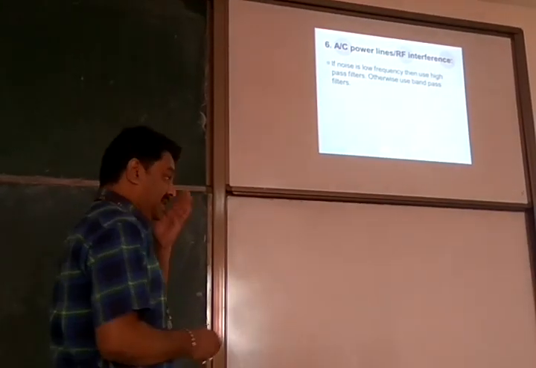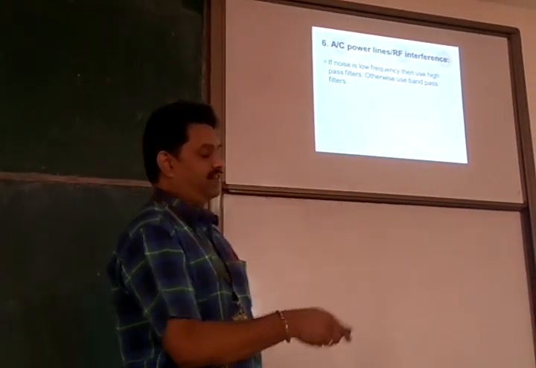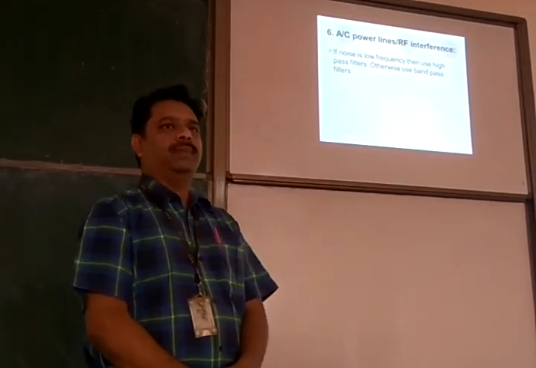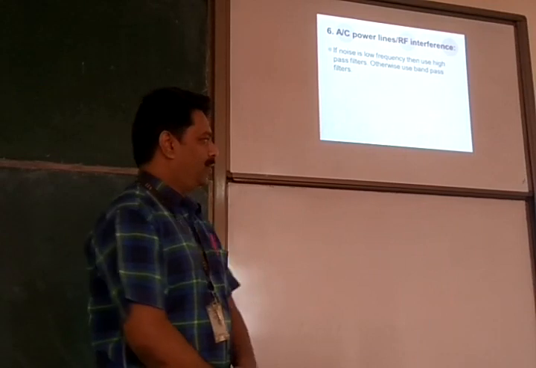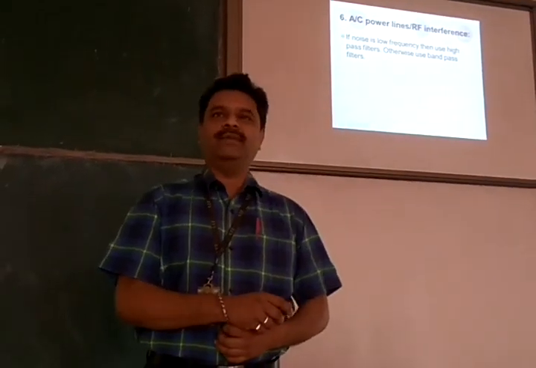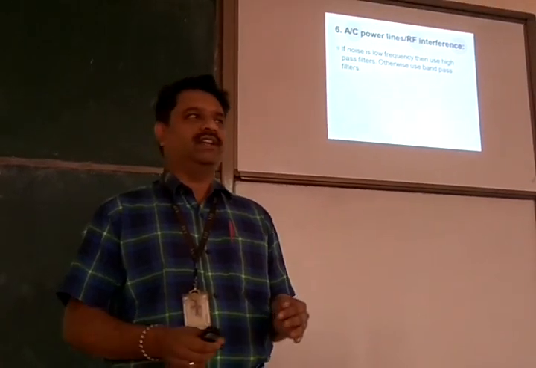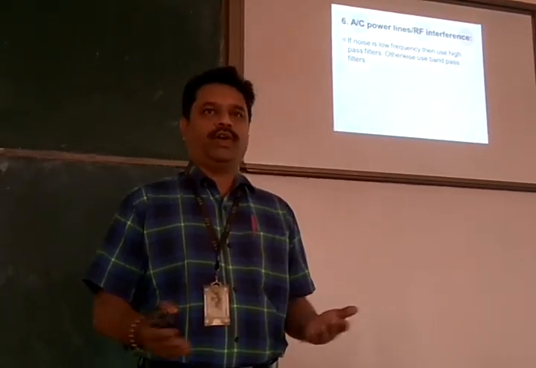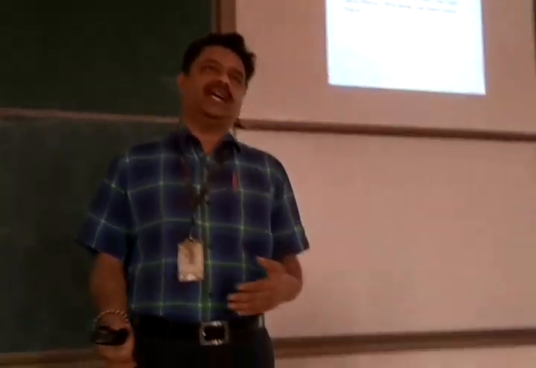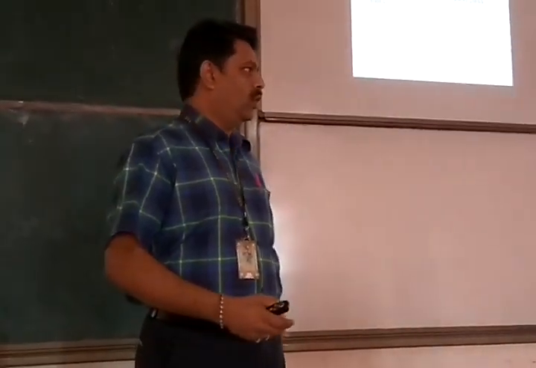AC power lines. AC power lines are the kind of government power supplies that you get, Tamil Nadu Electricity Board, Kerala Electricity Board, whatever it is. And those AC lines, especially in India, come with a 50 Hz signal and 240 volts typically for houses and all. For industry, of course, if it is a high tension line, probably it will be a little more.